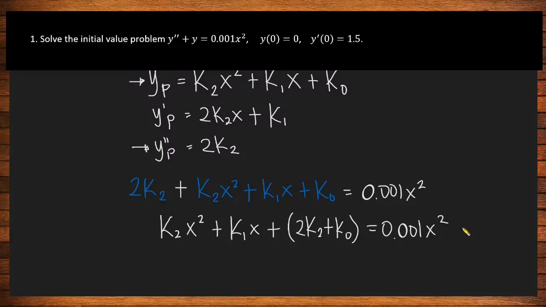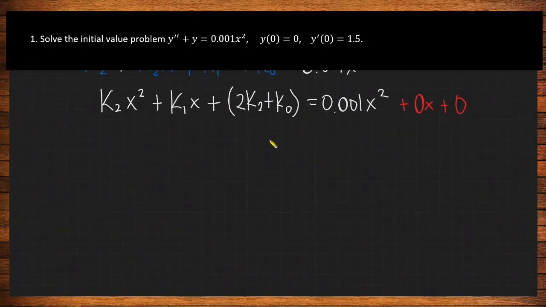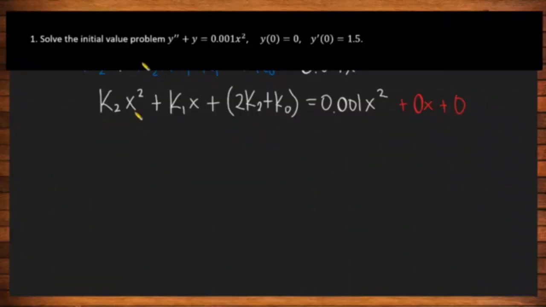So, dito sa right side ng equation natin, makikita natin na we only have a value for our x squared na term. So, yung pwede natin gawin is we will simply add 0x plus 0 dito sa right side. Okay? So, para makita lang natin and makompare natin ng maayos yung mga coefficients natin. So, first, let us compare the coefficients of x squared on both sides of our equation here. So, sa left side, yung coefficient ng x squared na term is k sub 2. And then sa right side naman, yung coefficient niya that is 0.001. Therefore, k sub 2 should be equal to 0.001.